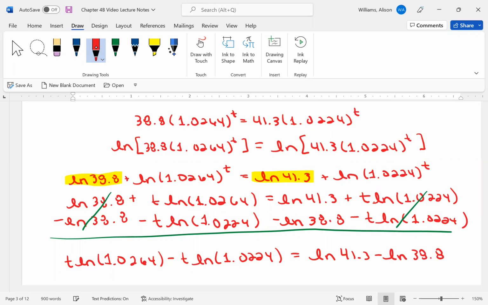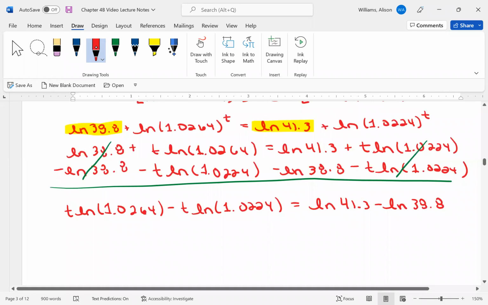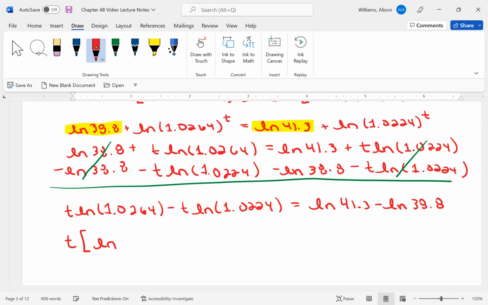Now, on the left side, I'm going to factor out t. That's going to get me down to 1t. And I have the natural log of 1.0264 minus the natural log of 1.0224. If I wanted to, I could bring these two together as a division, just so I don't have to write it out. But I don't have to. I can leave it as a subtraction and plug that into the calculator. I think it'll actually end up being easier to plug a division into the calculator.